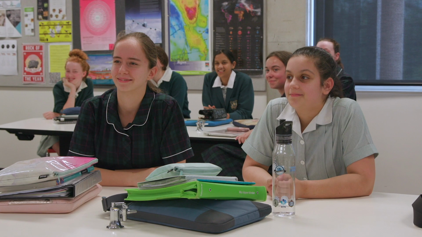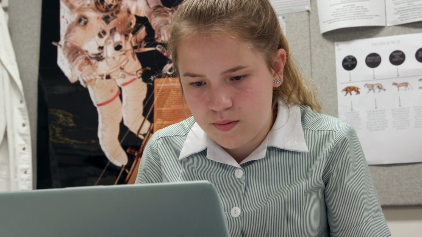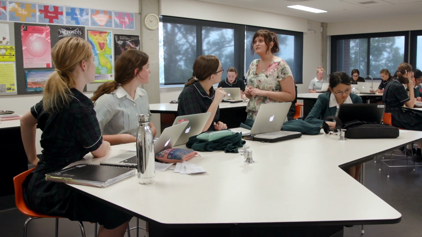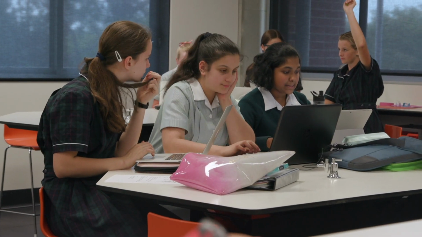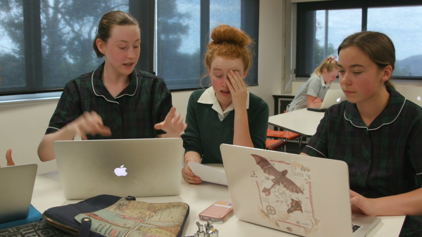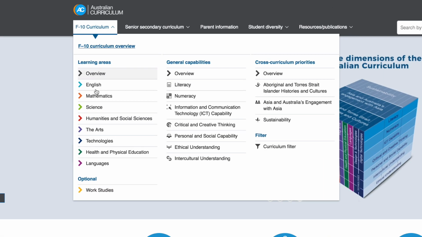In this lesson, the students are gathering resources to produce a poster on multicellular organisms. The teacher, Tamsin Oliver, plans the task and activities to cater for a range of learners. This includes adjustments for students for whom English is an additional language, those with a disability, and the gifted and talented. So the unit that we're working on currently in Year 8 Science is to do with human body systems.